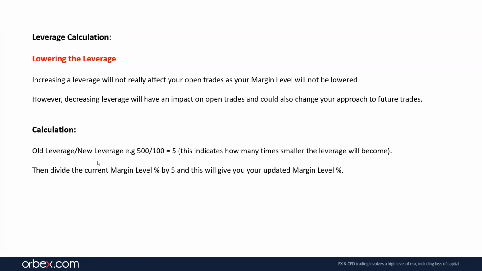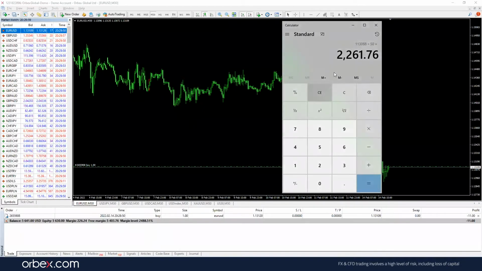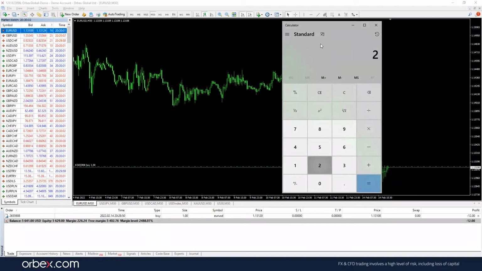So the calculation, basically, I've done a quick calculation because I've got a 1 to 500 leverage. It's the old leverage divided by the new leverage that gives you the difference, which is 5 in this case. And this indicates how many times smaller the leverage will become. You then divide the current margin level percentage by 5, and this will give you your updated margin level percentage. So if I wanted to lower my leverage to 1 to 100, and I had this open trade, I would have to take 2,488 and then divide by 5, which is the difference. So my margin level would drop to 497.